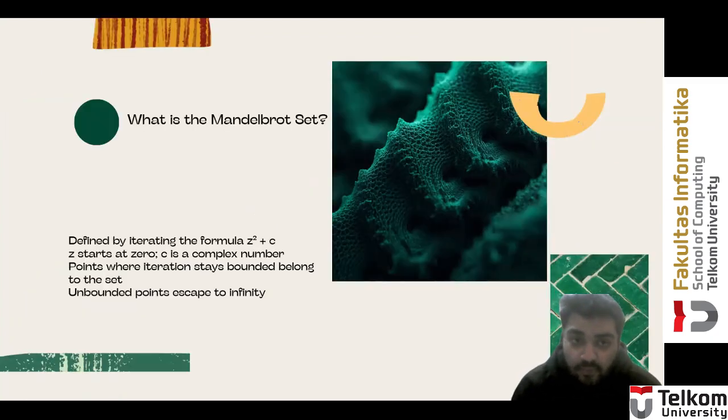So let's talk about what the Mandelbrot set is. It is defined by the formula z squared plus c, where z starts at 0. C is a complex number, and the points where the iteration stays bounded belong to the set. Unbounded points are those which escape into infinity. Since complex numbers and real numbers generally don't combine, they always create a sort of Smith chart where points of infinity are described in a circle.